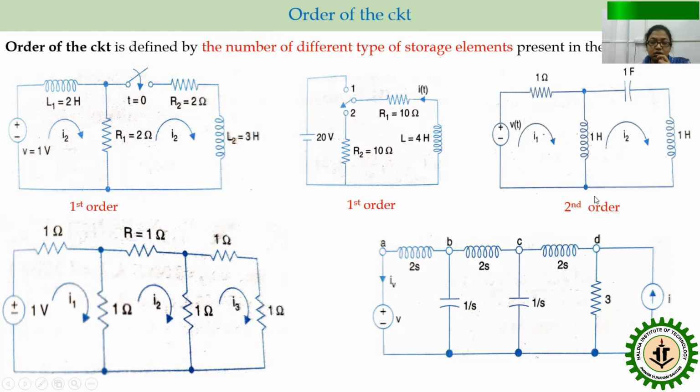But if you see this one here, two types of storage elements are present, so the order of this circuit is 2. Same here, this one is also order 2. But for this one, there is no storage element, only resistance, and resistance has no effect of transient. So the order of this circuit is zeroth order, as it does not contain any storage element.